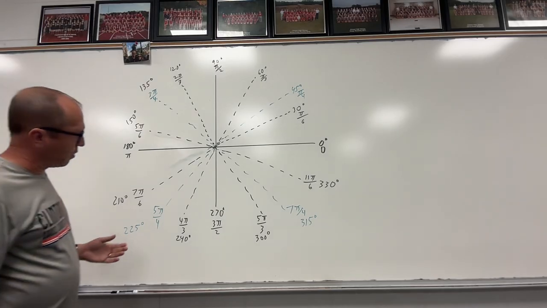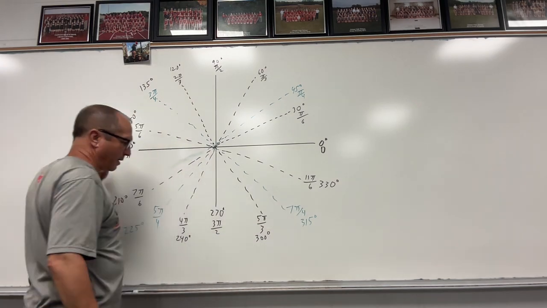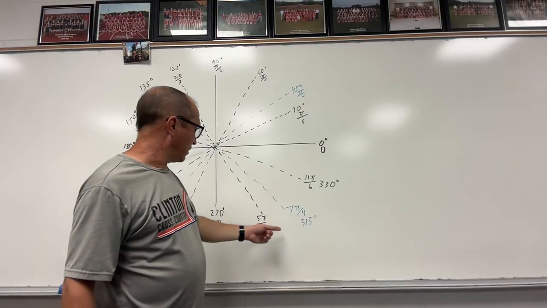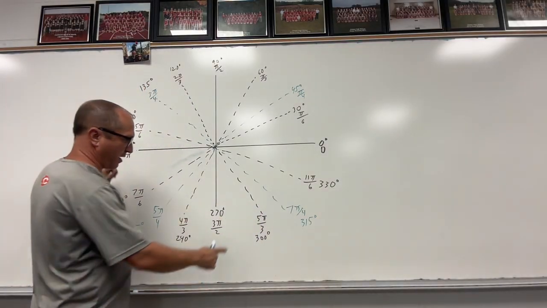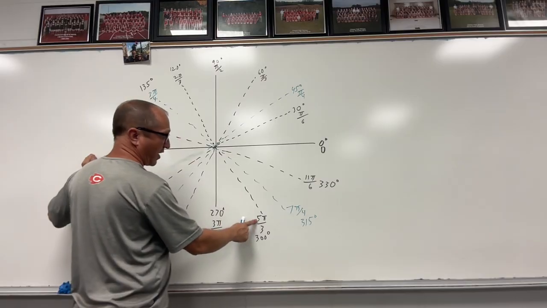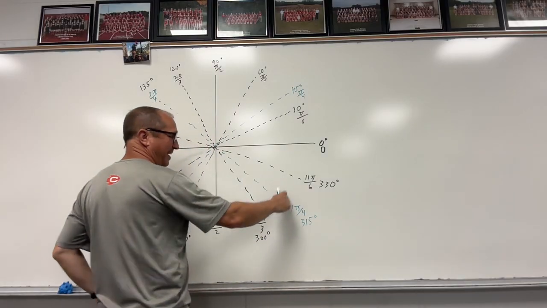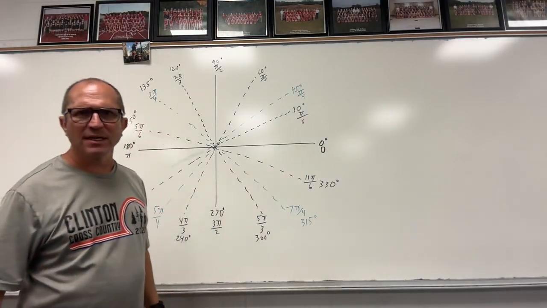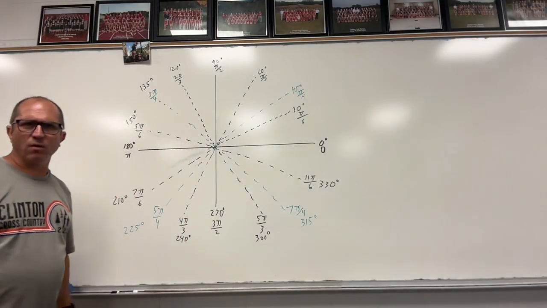Now let's go into the fourth quadrant. And in the fourth quadrant, your numerator is 1 less than 2 times the denominator. So if you have 3 times 2, it's 6. 6 minus 1 is 5. 4 times 2 is 8. 8 minus 1 is 7. 6 times 2 is 12. 12 minus 1 is 11. So that's where your numerators come in your fourth quadrant.